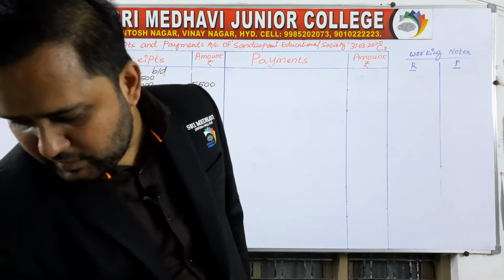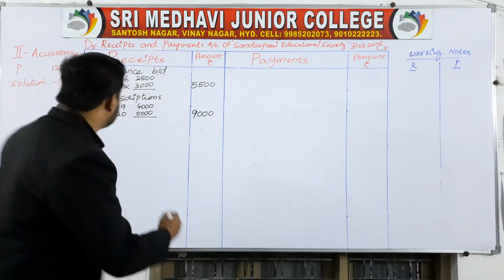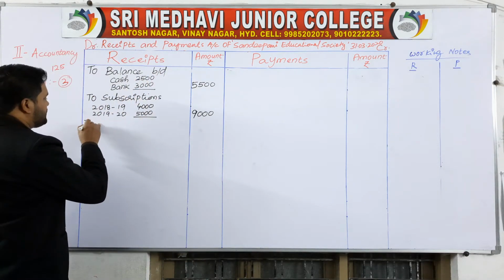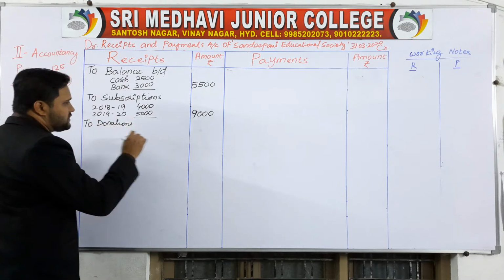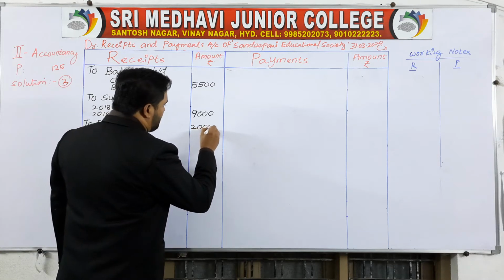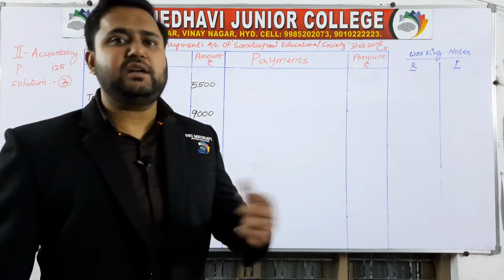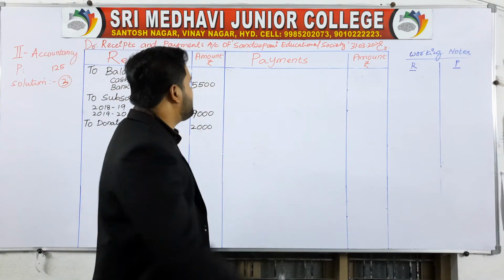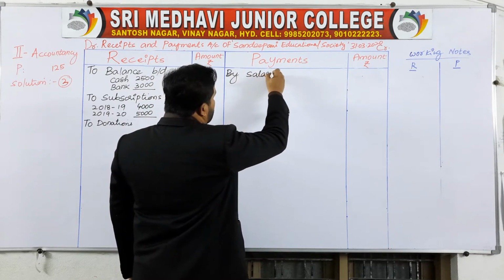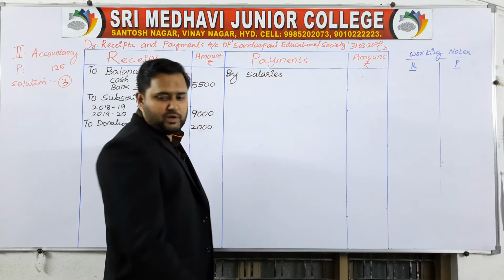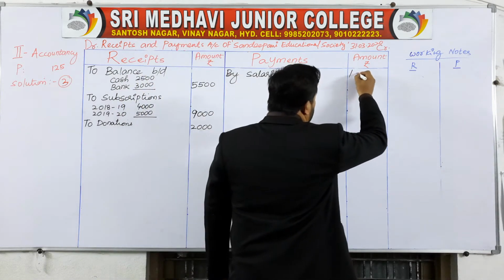Donations received 2000. So you are receiving the donation. Write on the receipt side: to donations 2000. Salaries paid means you are making a payment. Write on the payment side: by salaries. How much are you paying in salaries here? 1000 rupees.